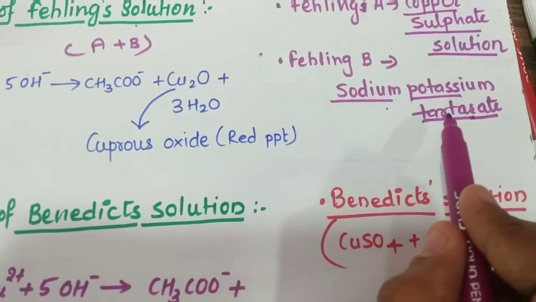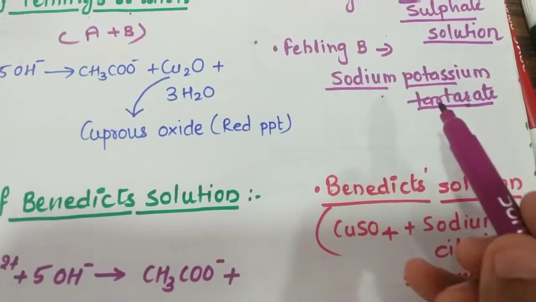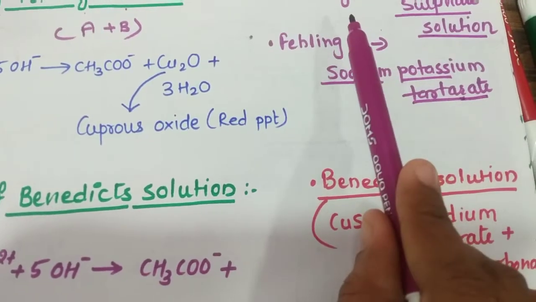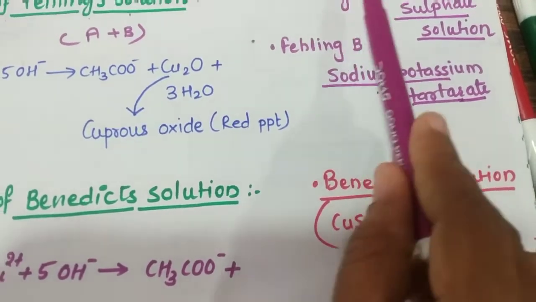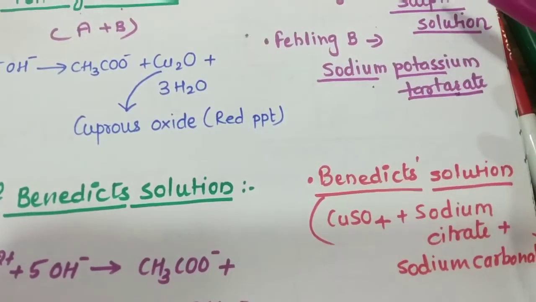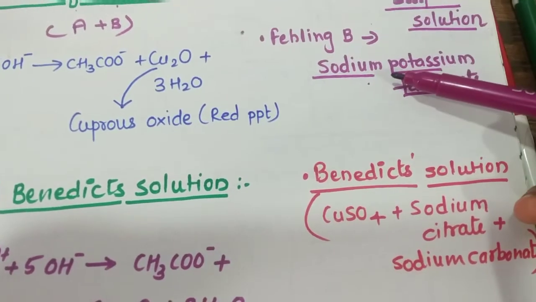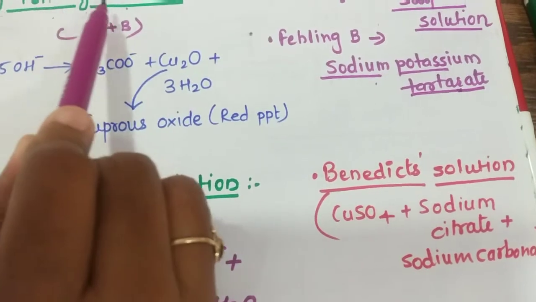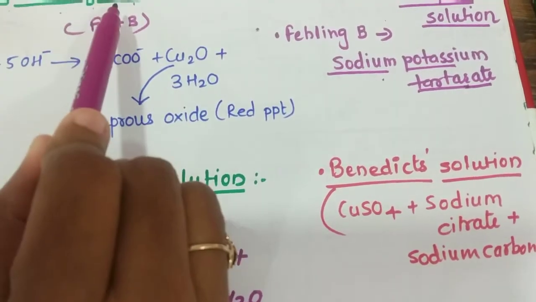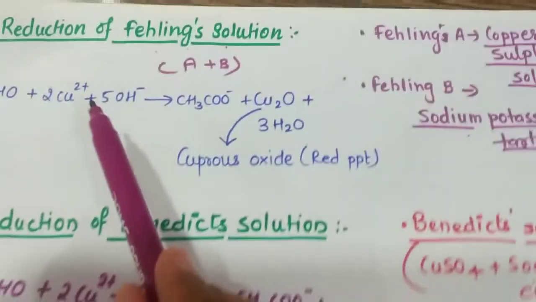So in practical purpose also, in theoretical purpose also, we should be aware of what is Fehling's A and what is Fehling's B. And when these two solutions, Fehling A and Fehling B, are taken in an equal amount, then it is known as Fehling solution. And how this Fehling solution reacts with aldehyde, let's see.